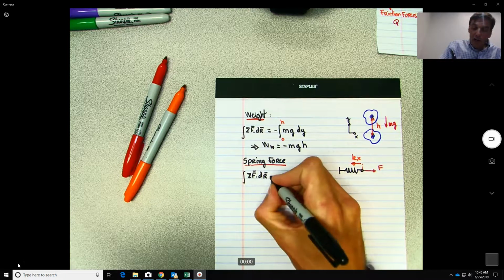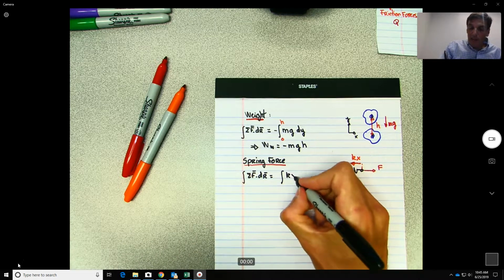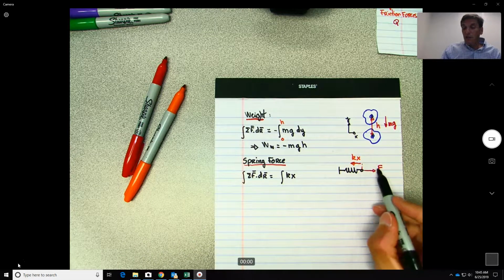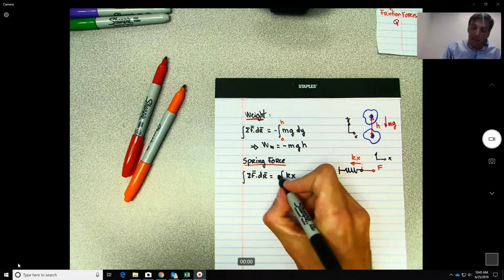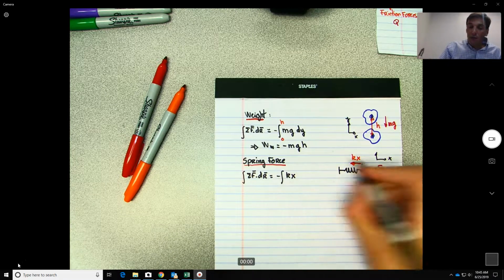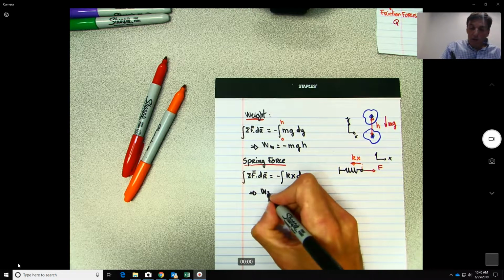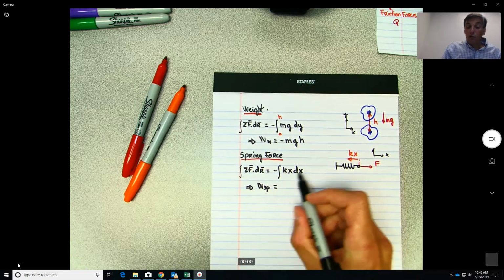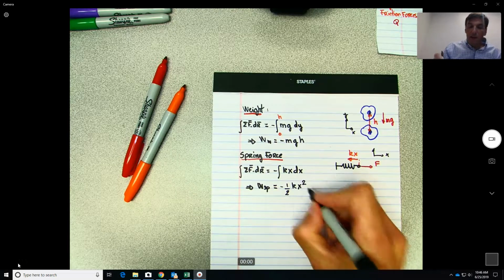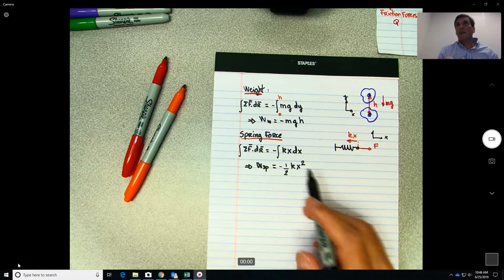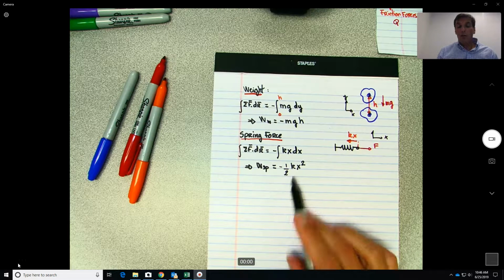Summation of forces dr equals the value of the force of the spring, kx, which will always be in the opposite direction of the force. If this is positive, this will be negative, and this time dr will be dx. After integration you will see that the work done by the spring force is equal to minus 1/2 kx squared, which you might recognize as the potential energy of a spring.